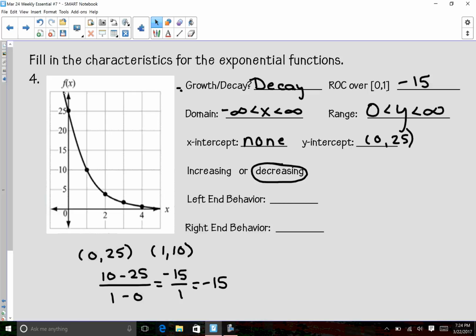Left end behavior. On the left end behavior, we have an arrow, and that arrow is pointing up. And on the right end of our graph, notice that that graph is approaching 0.